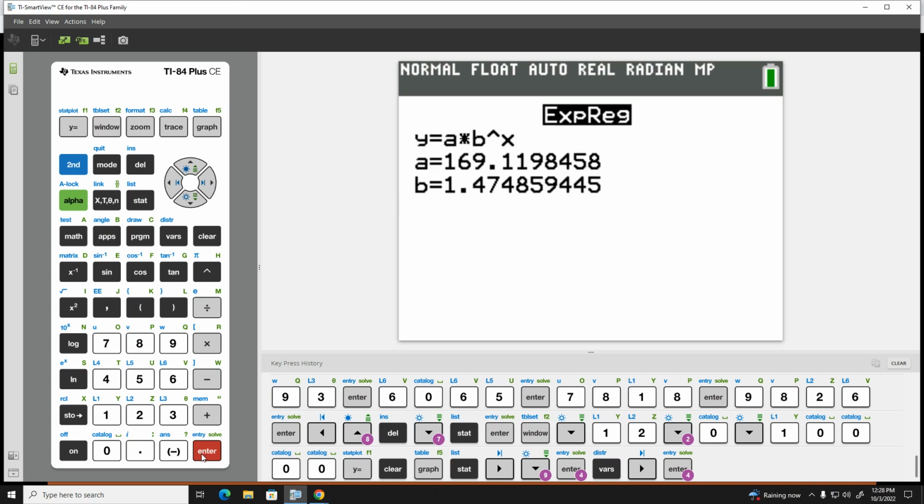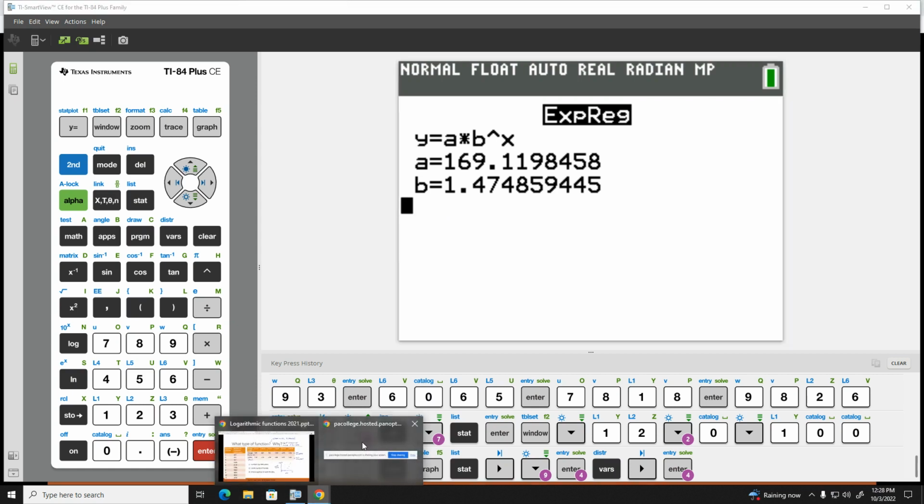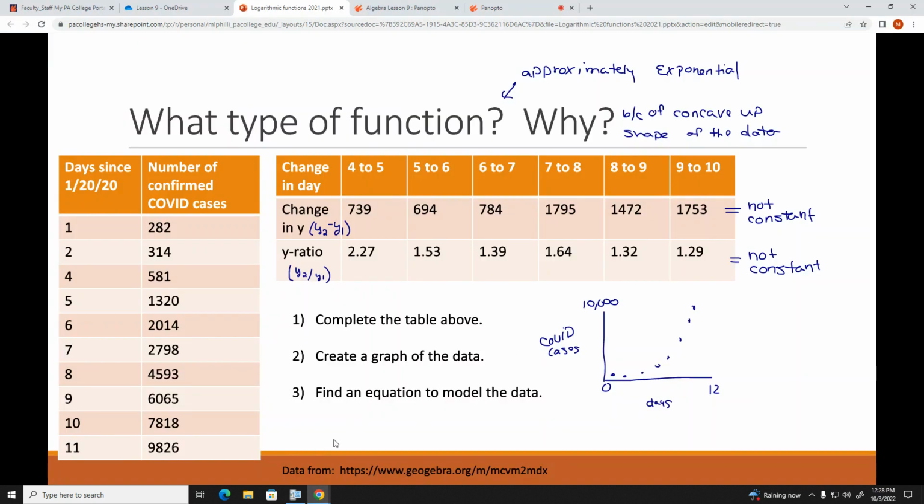We see that it gives us the NPAT formula. The starting amount here is 169.12. Then we see our A value in NPAT, which is B in the calculator, 1.475 if we round off. So let's write this down. To find the equation, Y is equal to 169.12 times 1.475 to the x power, or you could put the t power for time.